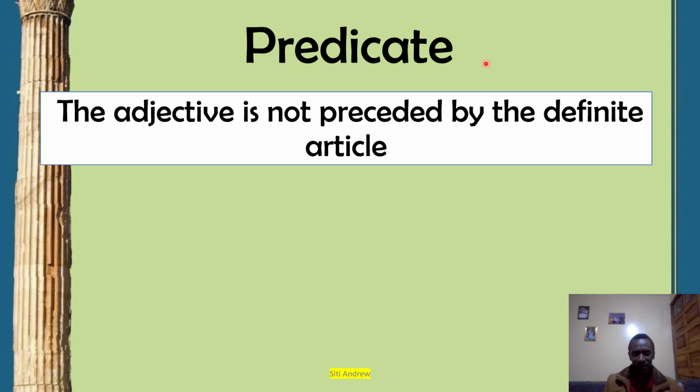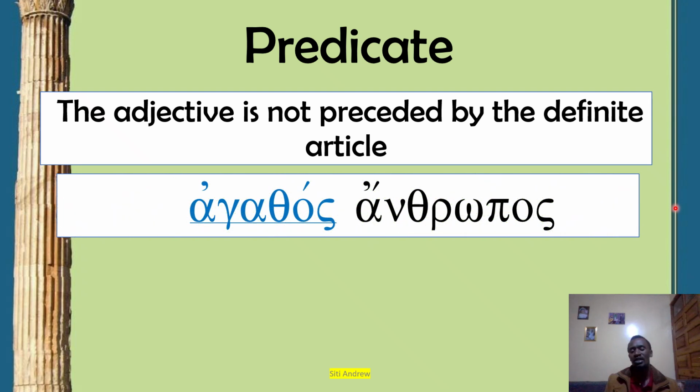So a predicate adjective asserts something about the subject, and the verb to be is either stated or implied. Like when someone says God is good, that is a predicate adjective usage. Let me share with you this example, agathos anthropos.